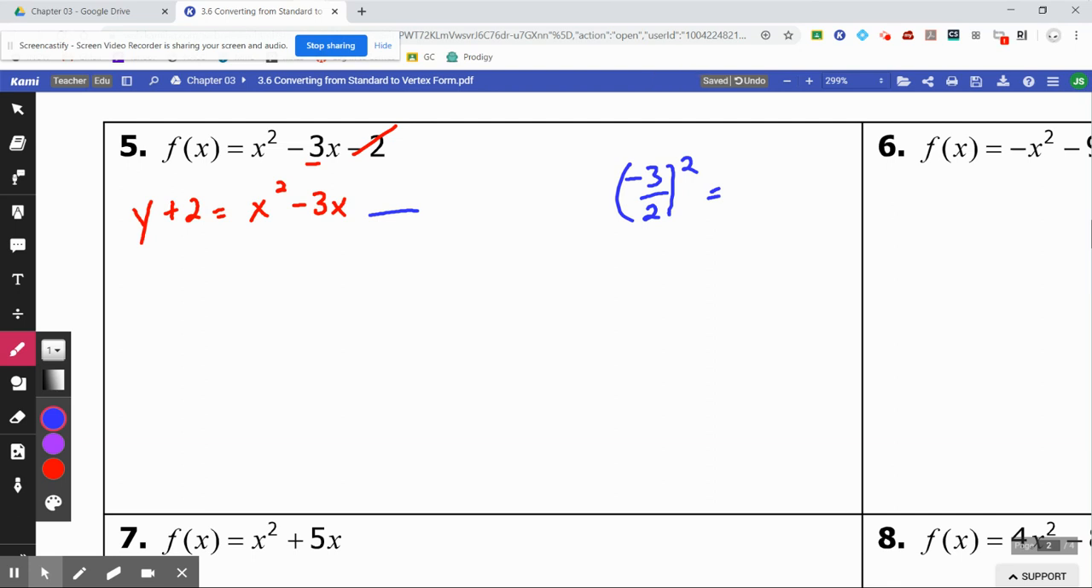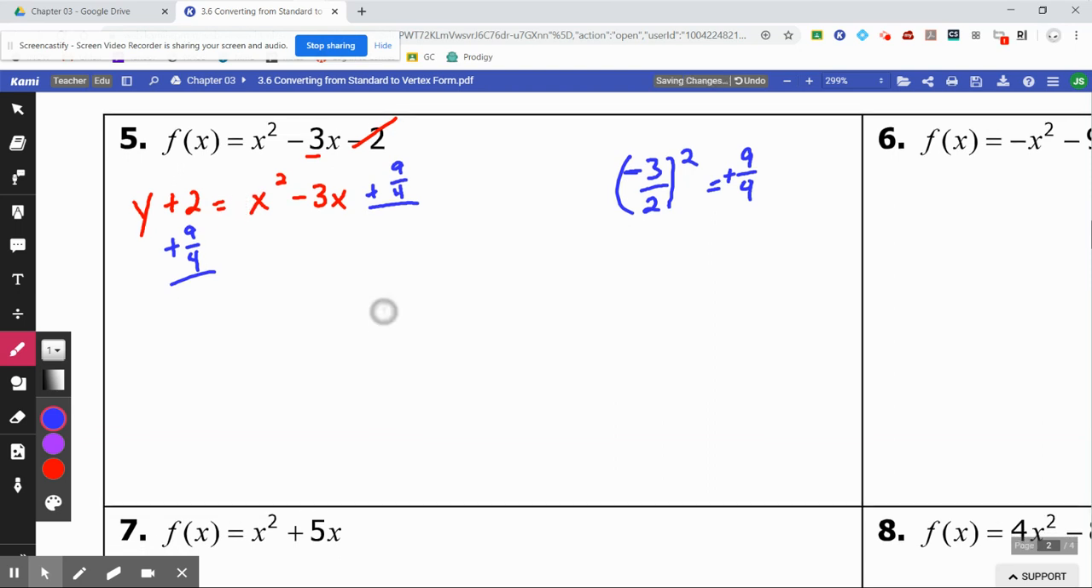To square a fraction, you simply square the top and square the bottom. It's going to make it a whole lot easier. First off, a negative times a negative is a positive. Square 3, square 2. You get a positive 9/4. So we're going to add 9/4 to both sides. I didn't have to worry about anything being factored out and multiplied by both sides. I simply added 9/4 to the right side.